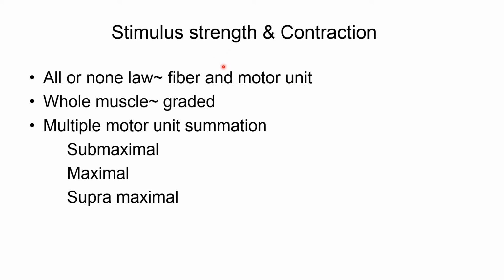But how can we use the same muscle for different activities, for example leg muscle for walking and running? If they are working in the all or none law, they should produce the same type of force all the time. But we are talking about the all or none law only for the individual muscle cell and motor unit, not for the whole muscle, because the whole muscle is made up of many motor units.